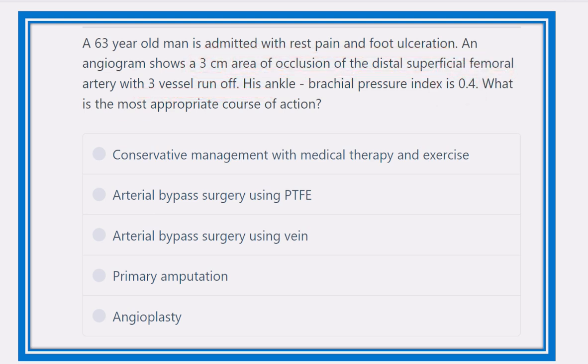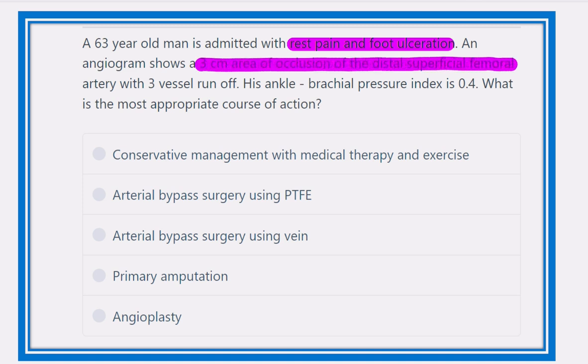So in this question, the key point: a 63-year-old man admitted with rest pain and foot ulceration. That means it is critical limb threatening ischemia. An angiogram shows only a 3 centimeter area of occlusion of the distal superficial femoral artery and 3 vessel runoff. That means the distal 3 vessels are patent. Runoff means they are patent. His ankle brachial pressure index is 0.4, so it is critical limb threatening ischemia. What is the most appropriate course of action?